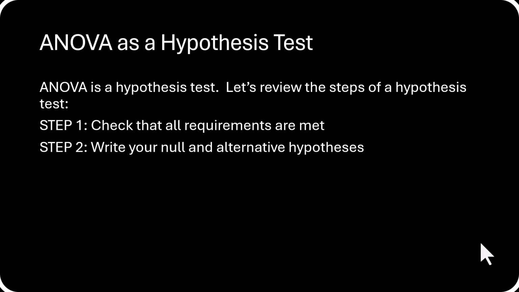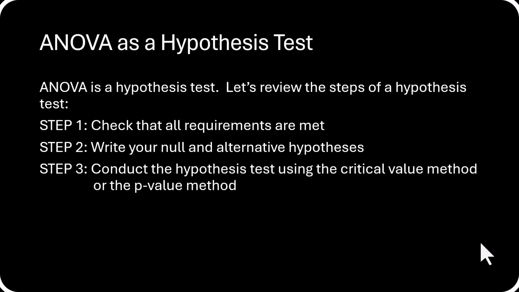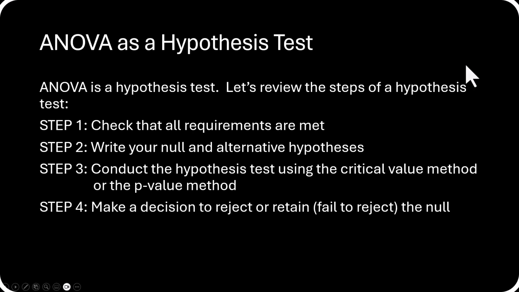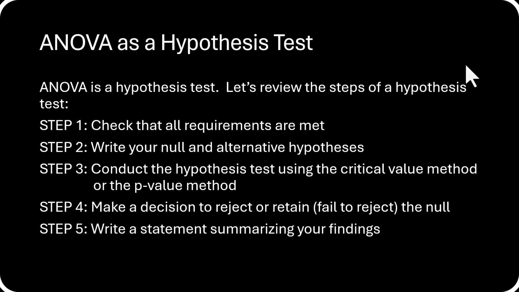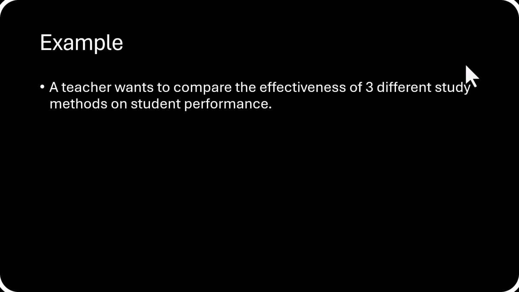Then we can write our null and alternative hypotheses. Then we can actually conduct the hypothesis test, and we have 2 methods available to us. We can either use the critical value method or the p-value method. After that, it should become very clear whether we should reject or retain the null. So we make that decision based on the results of our test, and then we write a statement to summarize our findings. So here's our example.